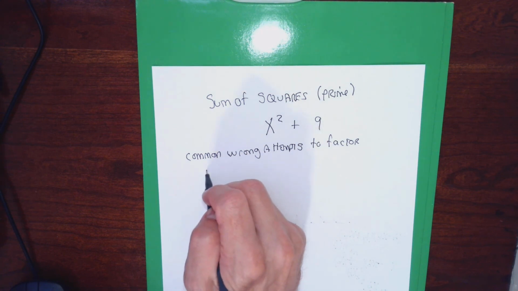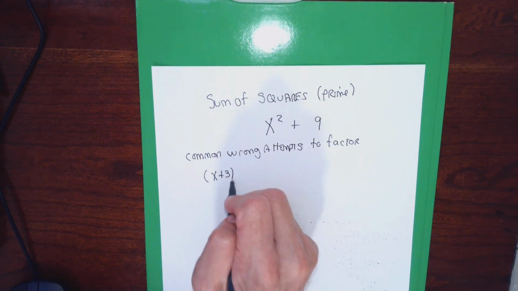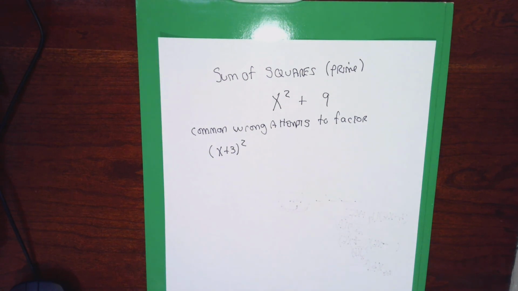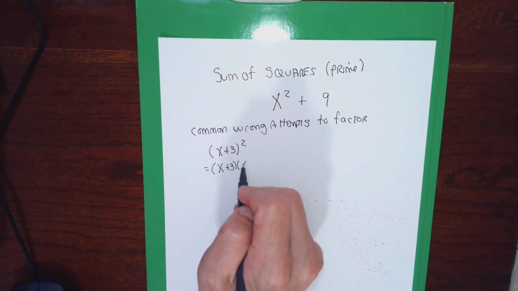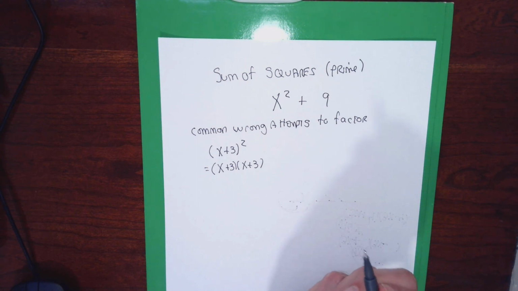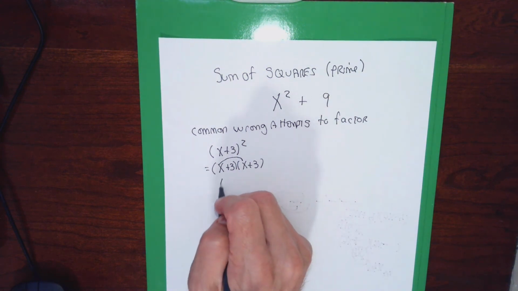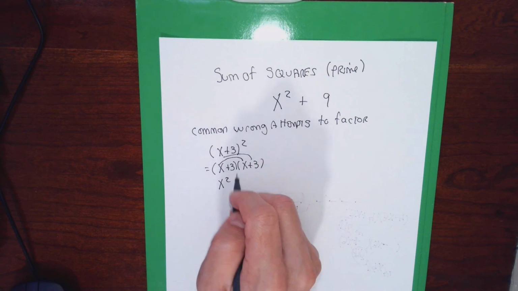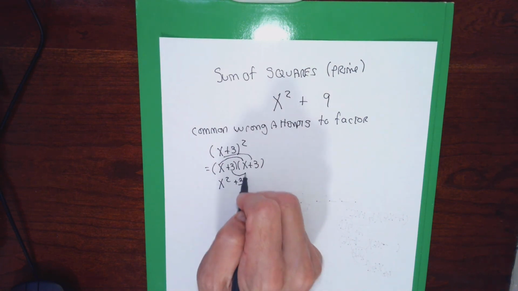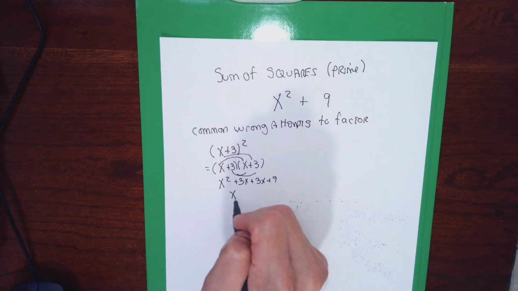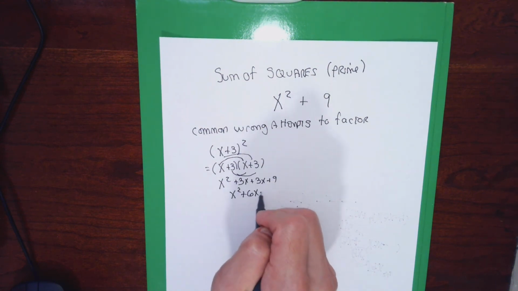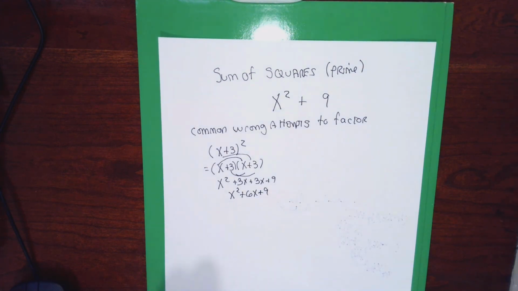Real often I'll see students say something like x squared plus 9 factors into x plus 3 quantity squared, because they think you could just square the x and square the 3. But this isn't right, because if I try to check it, I rewrite it without the exponent and I FOIL. I do x times x, x times 3, 3 times x, and 3 times 3. And I don't get the original problem. I get x squared plus 6x plus 9.